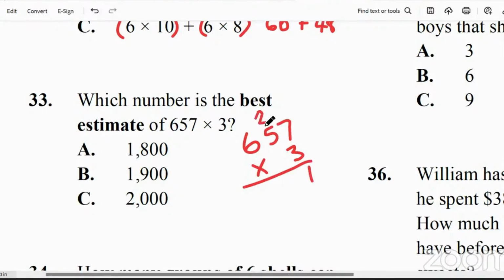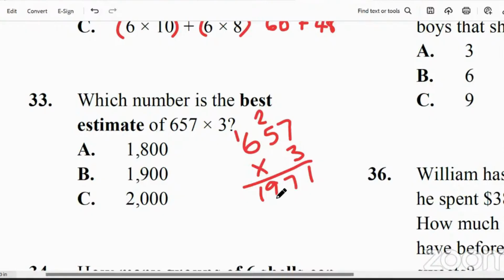The 1 goes here, 2 goes over here. 3 times 5, that's 15 plus 2, 17. 7 goes here, 1 over here. 3 times 6 is 18 plus 1, 19. So 1,971. Of course, that answer is not here because what they want is an estimate.